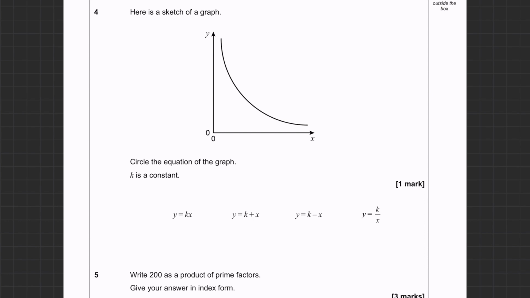Question 4, we've got this graph. It says circle the equation of the graph where k is a constant. Well, it should be nice and obvious, but let's go through each one. Y equals kx. If we draw the graph, if it's k multiplied by x, it's going to start at the point 0, and it's going to get bigger and bigger like that.